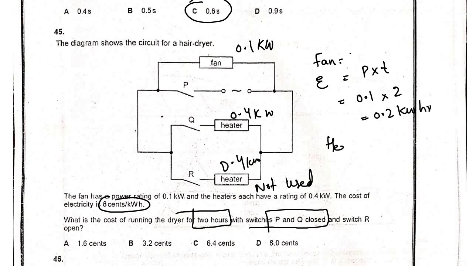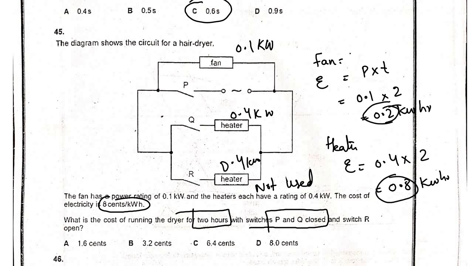Similarly for the heater, energy will be equal to power, that is 0.4 multiplied by 2, it will become 0.8 kilowatt hour. So the total energy is 0.8 and 0.2, it will be equal to 1 kilowatt hour. That is the energy used by the fan and the heater in 2 hours. So 1 kilowatt hour costs 8 cents. So the correct answer will be option D.